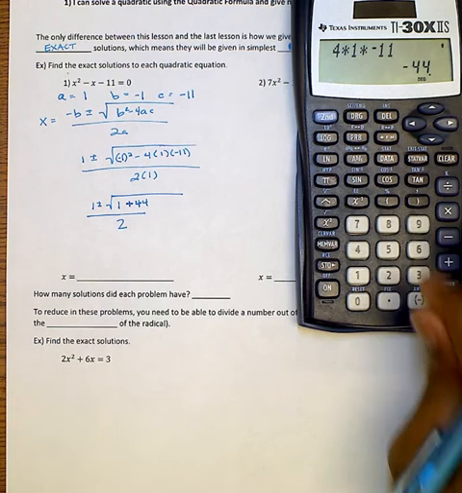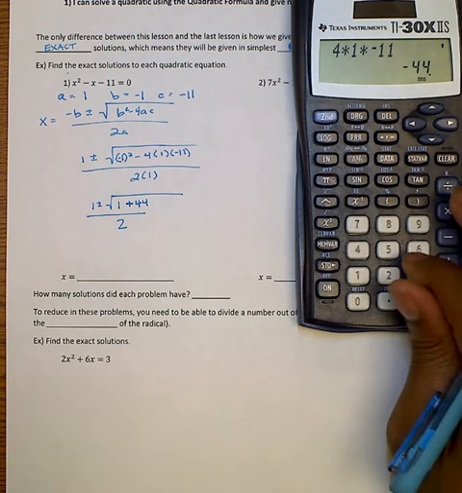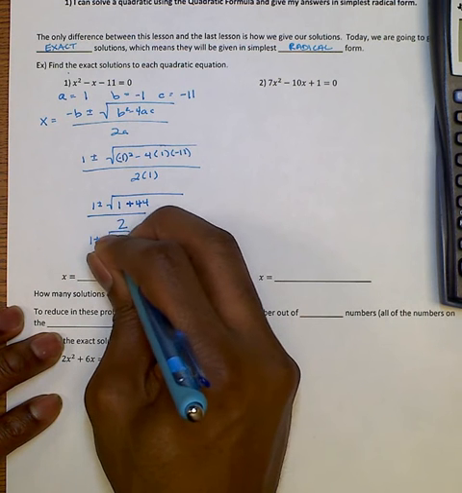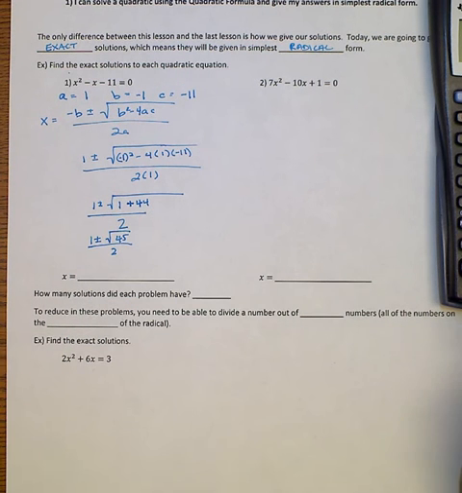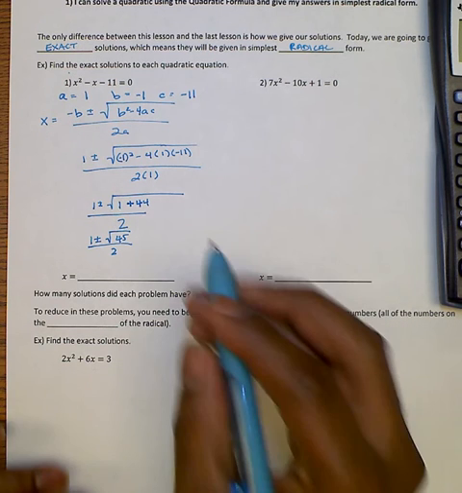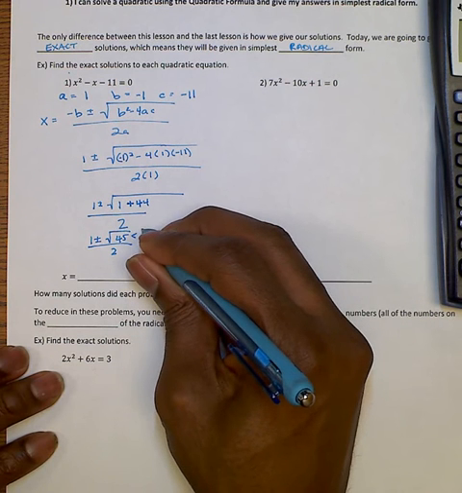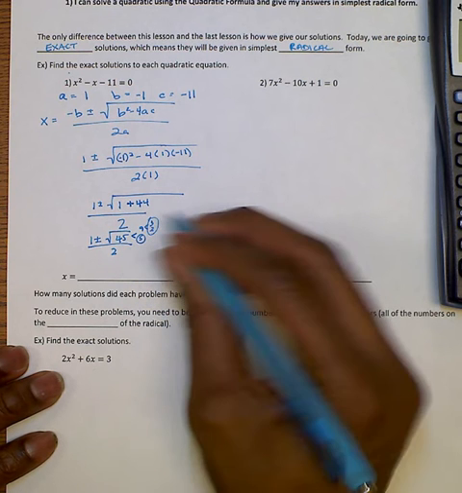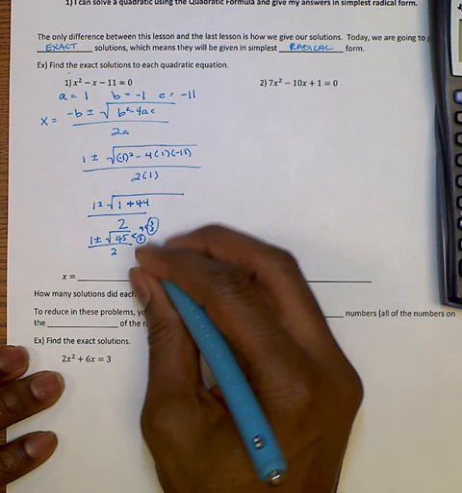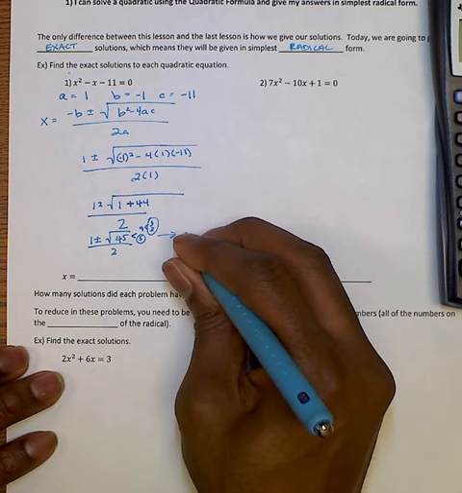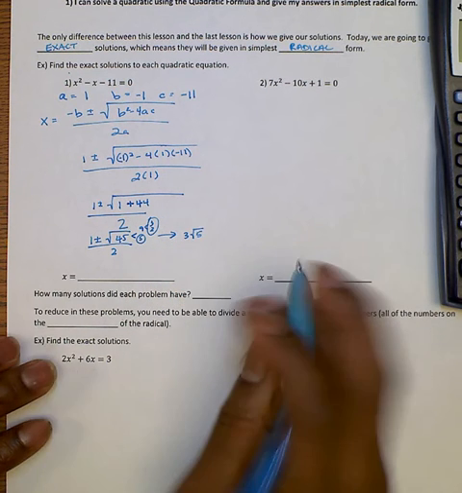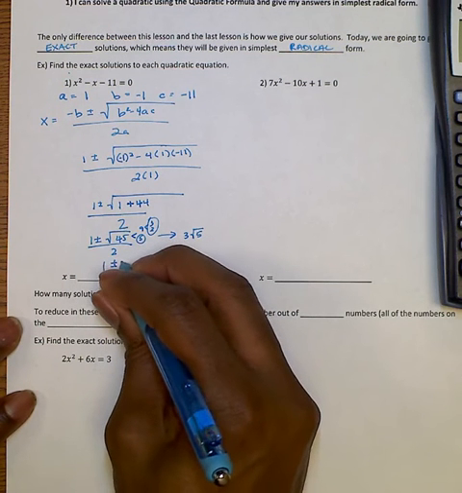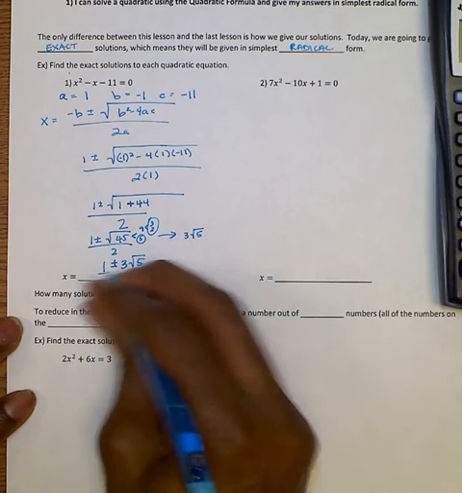Alright, so 1 plus 44 gives me 45. So I have 1 plus or minus the square root of 45 over 2. Now you see that square root of 45 is not a perfect square, so it's not going to be a really pretty number for us. But what we're going to do is just simplify it. Okay, that breaks down to 9 and 5. 5 is prime, 3 and 3. Okay, so now what we have is this as 3 radical 5. Radical 45 is the same as 3 radical 5. And so my answer in simplest radical form is 1 plus or minus 3 radical 5 over 2.